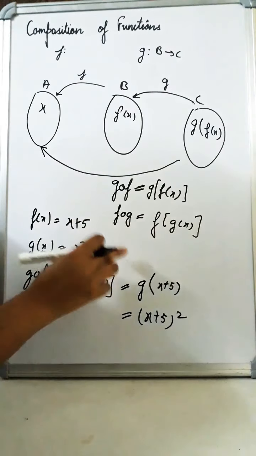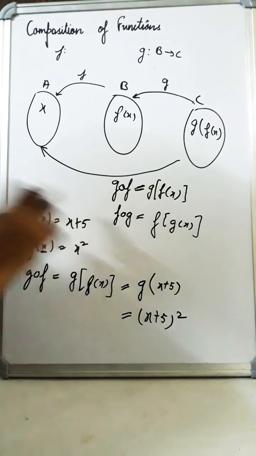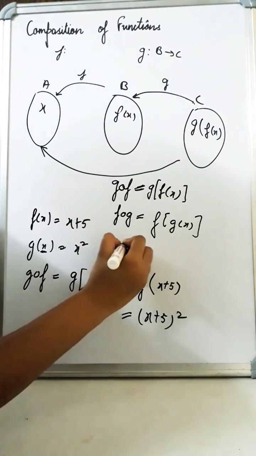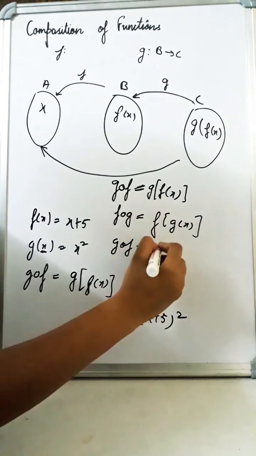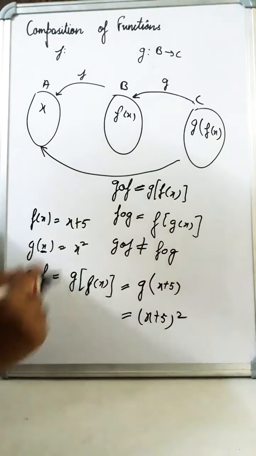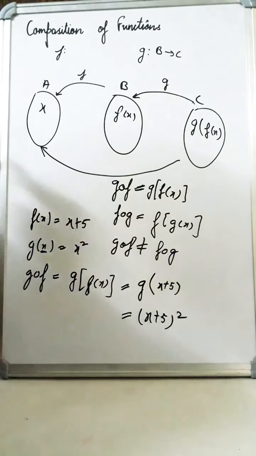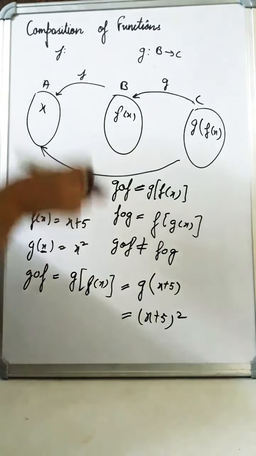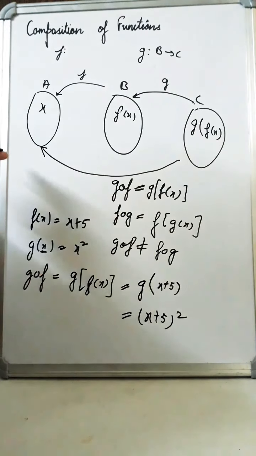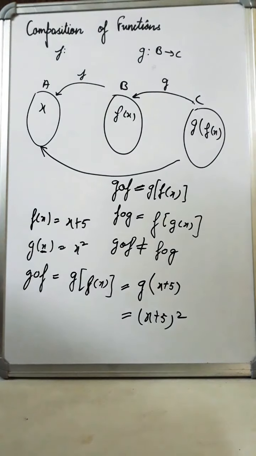And later we will see that f of g and g of f are not equal. See, composition is not commutative in nature. We will find this with an example, that f of g is not equal to g of f. When we go from g of f to f of g, we have completely reversed our mapping. Alright, so let us quickly see this with an example.